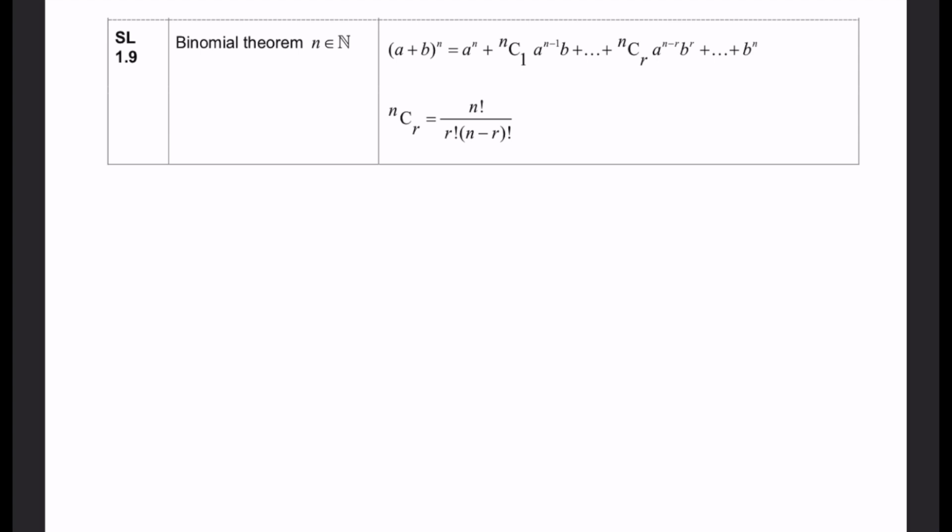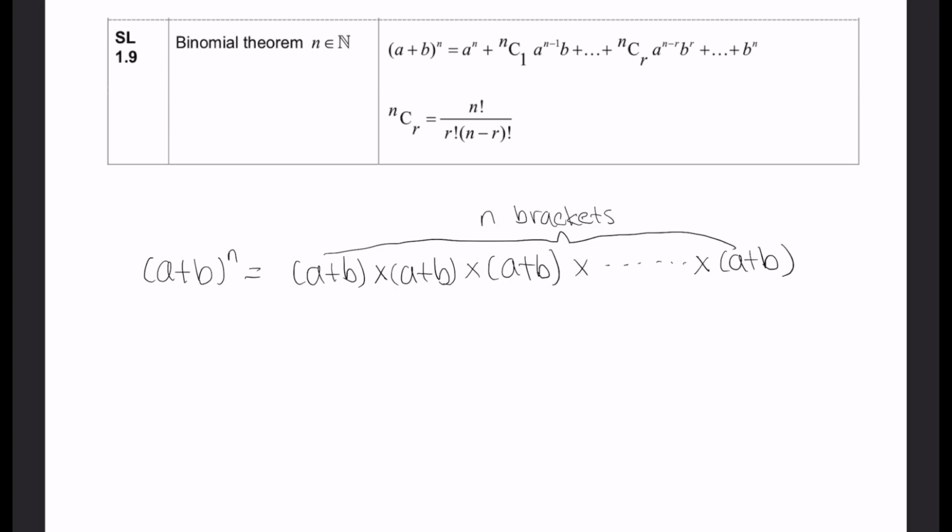So, when we try to expand (a + b)^n for some natural number n, we have n brackets of a + b. As we either choose a or b from each of the n brackets, the possible multiples that can be made will be equal to at least one of the following: a^n, a^(n-1)b, a^(n-2)b^2, all the way down to ab^(n-1), and b^n, depending on how many brackets we're choosing a from, or alternatively b from.